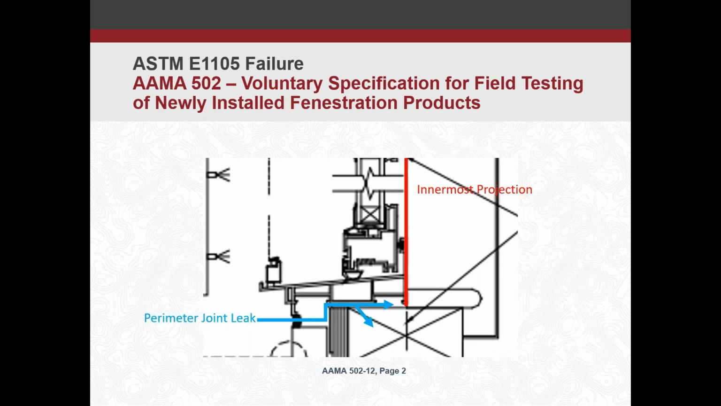Let's take a closer look. So the innermost projection, or the inside face, would be that red line. So any water that would cross that red line from the unit itself would be an automatic failure. A perimeter joint leak would be any water leakage that you would see either on the outside perimeter or underneath the unit itself.